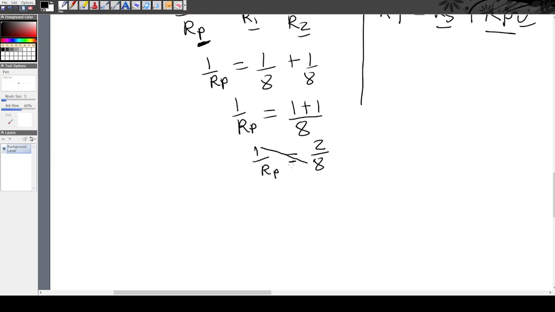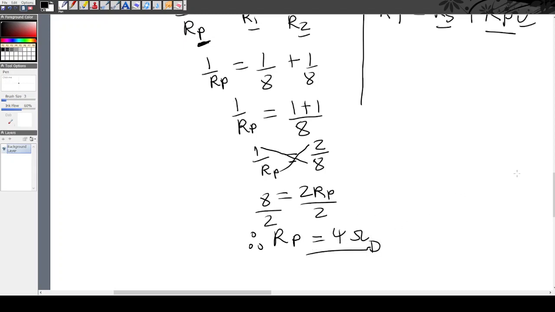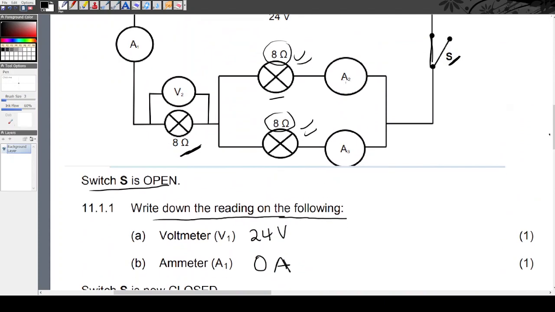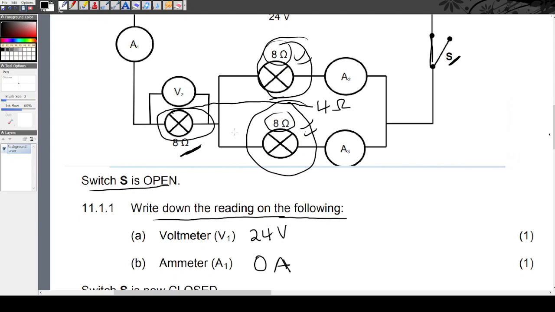So we cross multiply. 1 times 8, that's 8, is equal to 2 Rp. Divide by 2, divide by 2. Therefore, Rp would be equal to 4 ohms. In other words, these two resistors, this one and this one, when they are added together, give us a total resistance of 4 ohms. Then this 4 ohms will be in series to this resistor. I hope that makes sense.